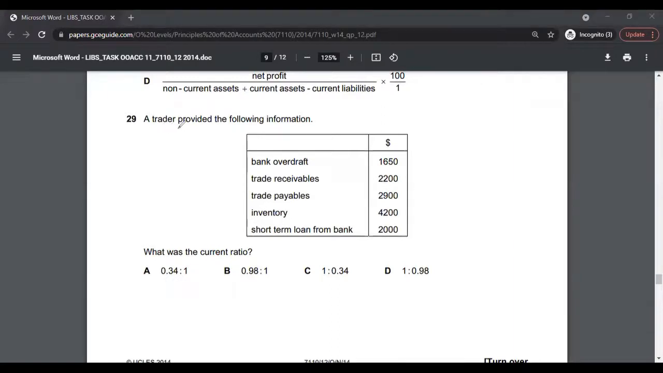Multiple choice 29. A trader provides the following information. What was the current ratio? So current ratio is current assets over current liabilities. Bank overdraft is a current liability. This is a current asset. This is a current liability. This is a current asset. Short-term loan from a bank. So you took a loan from a bank. That's a current liability as well.